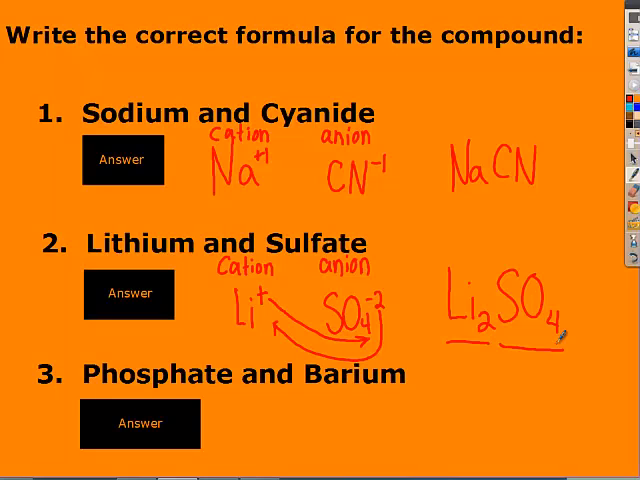Pause the video and try to do phosphate with barium. Okay, you should have paused it. If you didn't, you should have. We'll start. Barium and phosphate. First, which one is the cation? That means which one is positive. If you look at phosphate, that is on the back of the periodic table, and that is PO4 -3. So that can't be the cation because it's negative. So I need to find barium.